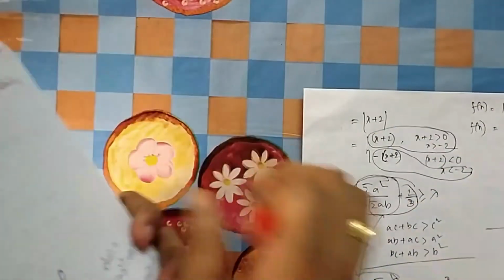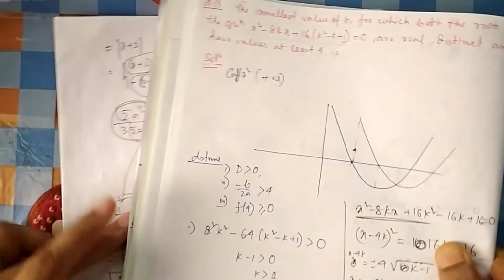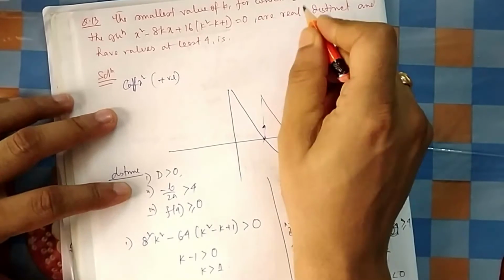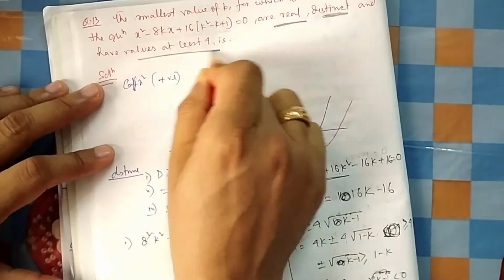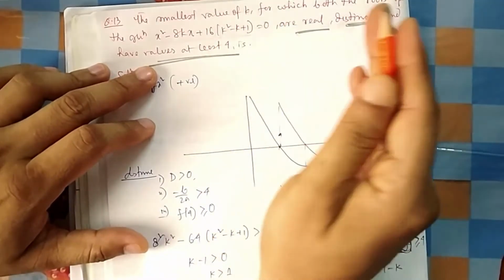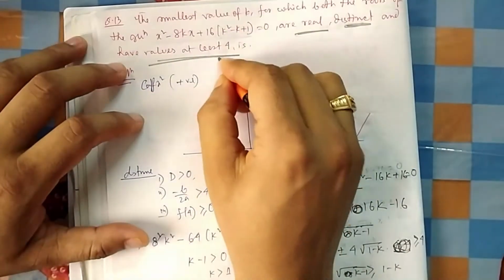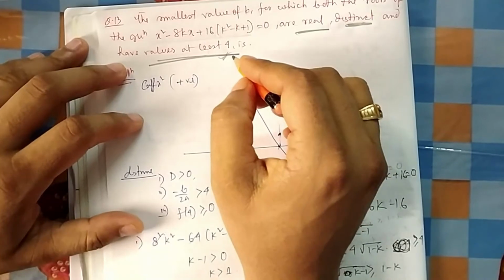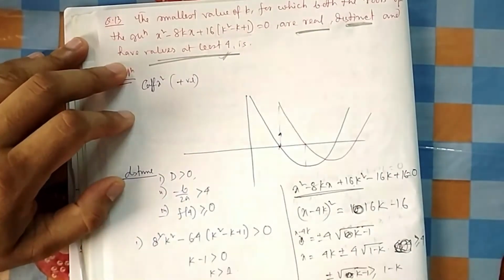The smallest value of k for which these roots are real, distinct and at least 4. So this is the location of roots, at least 4, it should not be less than 4. How to calculate location of roots, I have told you, you can use these methods.